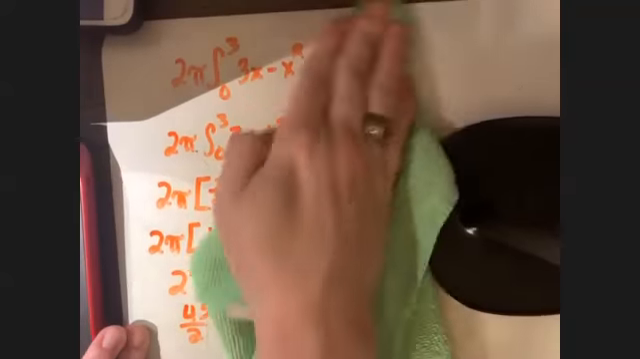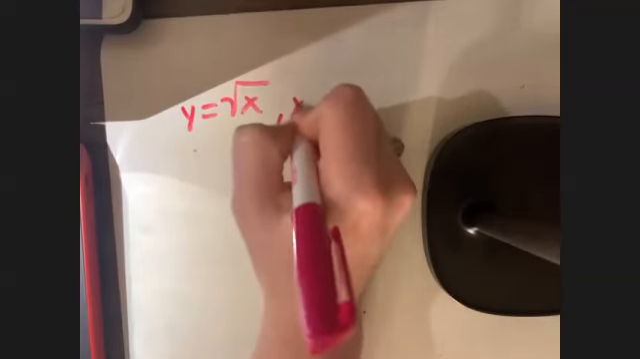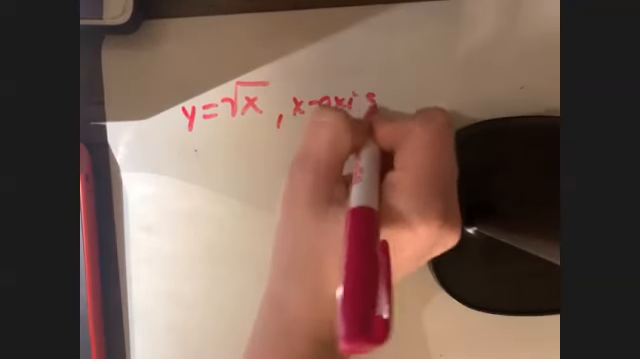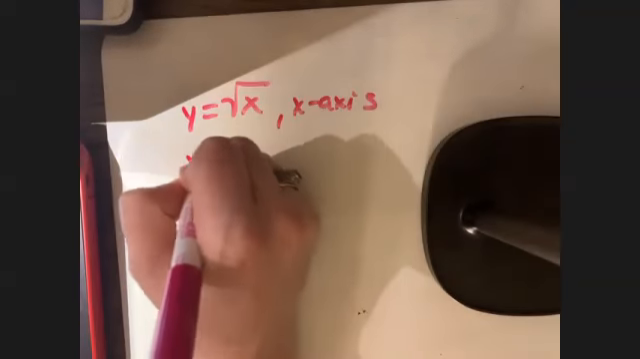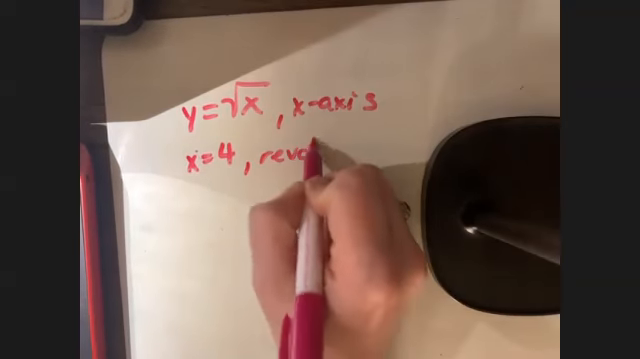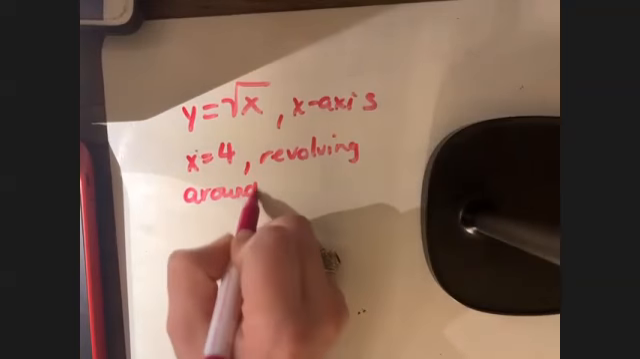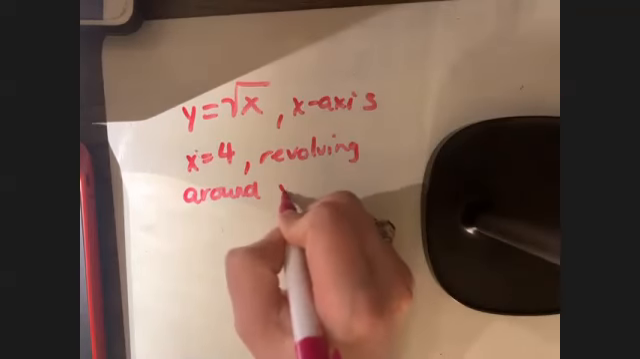And again, the trick to any of these volume methods is just making sure that you've got all of your little parts and pieces set correctly. Okay, so we're going to do y equals square root of x, okay, bounded by x-axis and the line x equals 4. We are revolving around the y-axis.